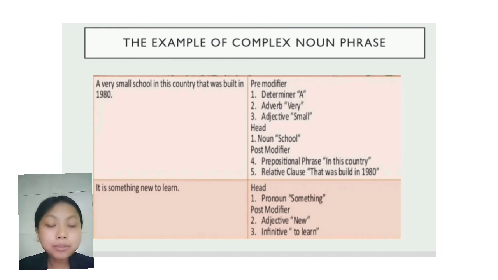And for example number 2, it is something new to learn. So this sentence consists of head and post-modifier. The first one, a pronoun, is the head, something. And then for the post-modifier, there are an adjective, which is new, and then an infinitive, which is to learn.